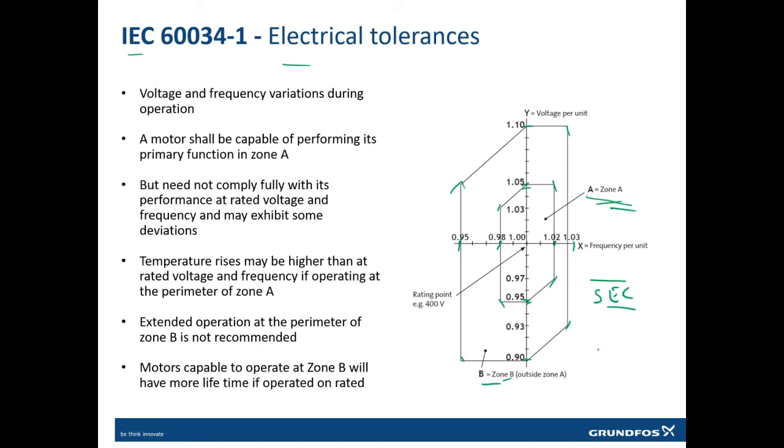But if you are installing a motor and a pump in a remote location where the voltage, current and frequency are not stable, then it's better to go with zone B. And for fire applications, it is always recommended to go for zone B motors. So this is the difference in defining the electrical tolerances of the motor.